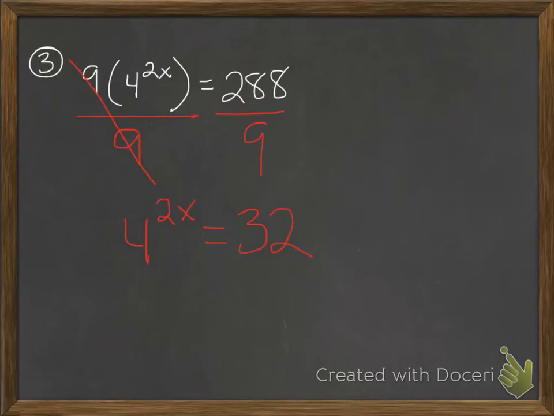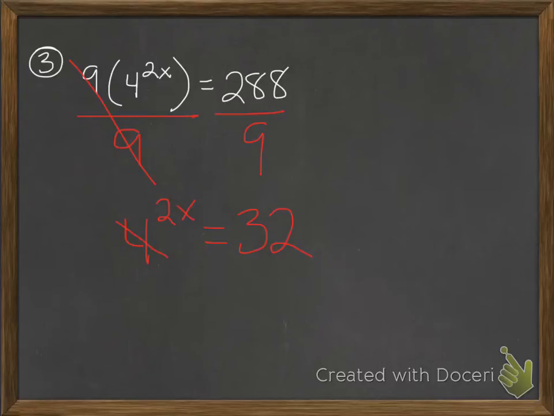Well, I need 32 to be in common with the 4, but if I did 4 times 4 is 16, times 4 is 64, I'm going way too far. I can't make 4 become a 32. So then, can I rewrite the base of 4 using a different base? Can I rewrite 4 to be anything other than 4?